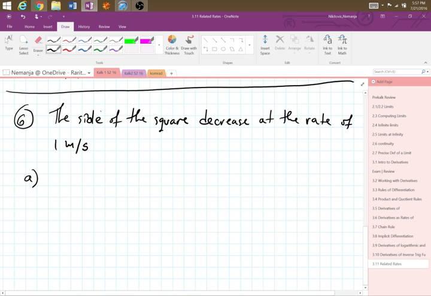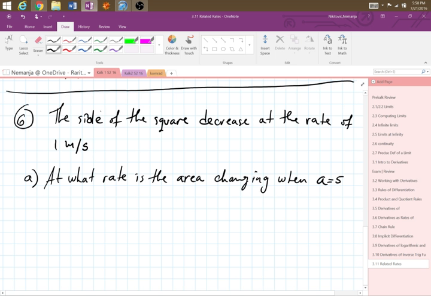So question A, at what rate is the area changing when a equals 5 meters? Part B, at what rate are the lengths of the diagonals of the square changing?